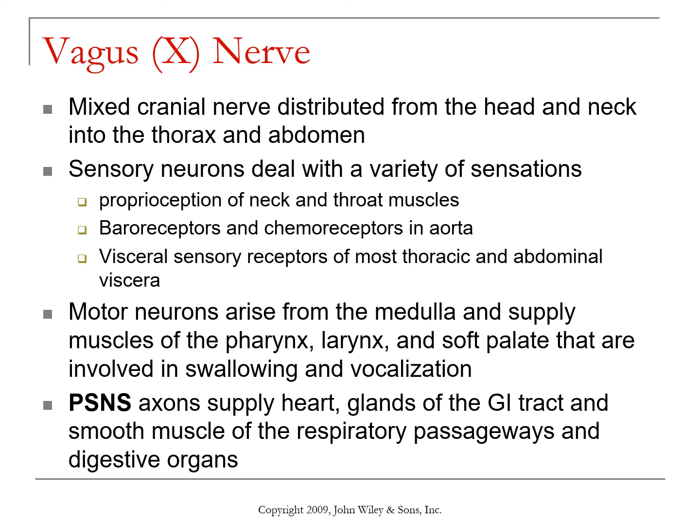The vagus nerve is responsible for about 80% of all of the PSNS, or parasympathetic nervous system, output in the central nervous system. The PSNS branches of the vagus nerve extend to the heart to slow its rate of contraction, extend to glands of the gastrointestinal tract, or your digestive tract, and the smooth muscle of the respiratory passageways and digestive organs. So this cranial nerve is a major PSNS nerve.